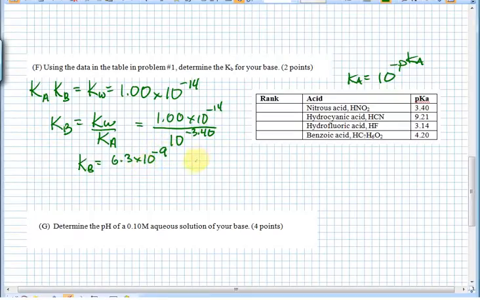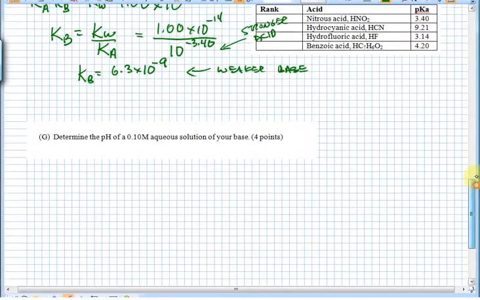Now this makes sense. Weaker base, stronger acid. Notice I'm not saying strong and weak, I'm saying stronger and weaker. So this is all relative. But as the acid member of the conjugate pair is stronger, the base member is weaker. All right? Good. So we've got our Kb. Now we're set to come down here and actually use that in a calculation.